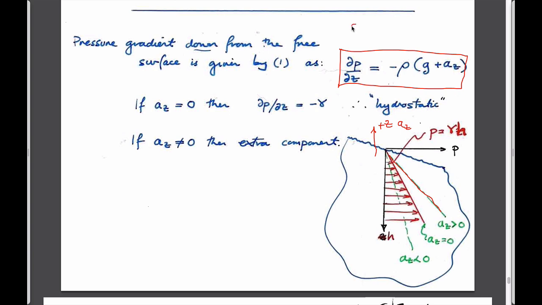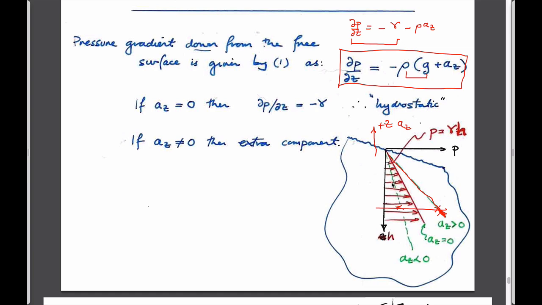And so if you want to write that out differently, it would be dp/dz is equal to minus unit weight, minus density times the acceleration in z. If the acceleration in z is 0, then it's just our old friend. If the acceleration is finite, then if you're going up in the elevator, you get higher pressure at any given depth as you're accelerating upwards. If you're accelerating downwards, then it's the opposite.